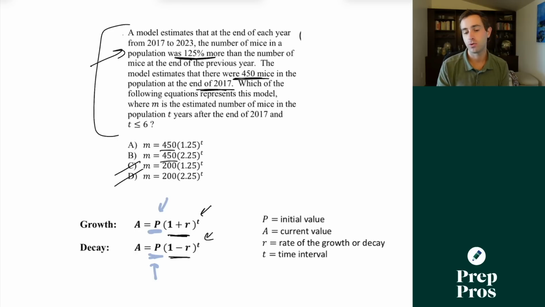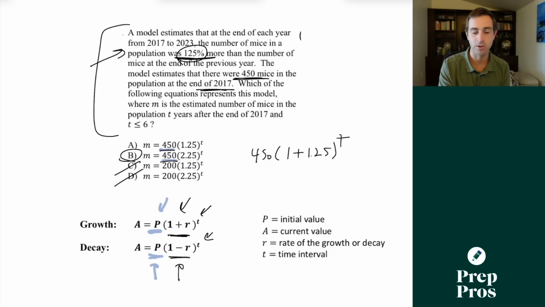Which of the following equations represents this model where M is the estimated number of mice in the population, t years after the end of 2017, and t is less than or equal to 6? Well, we know we have to be starting at 450. Now, the other piece we always want to remember is we're always doing 1 plus or minus the rate. Here we're showing growth, so we have to be doing 450 times (1 plus 1.25) all to the t, and that's going to give us our answer of B.